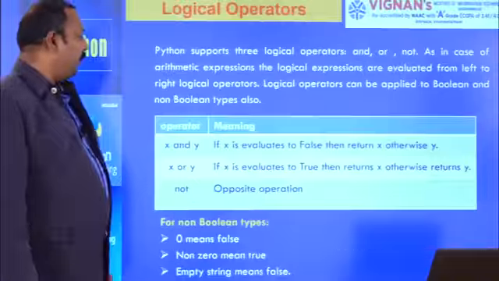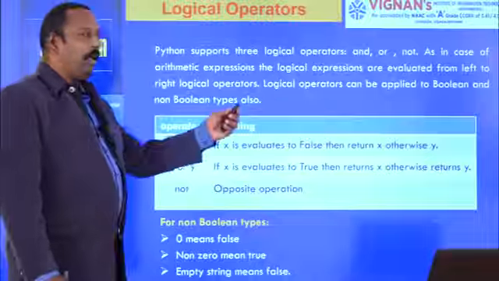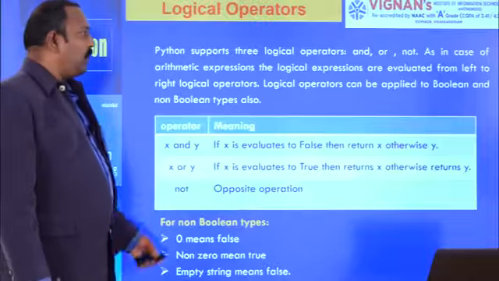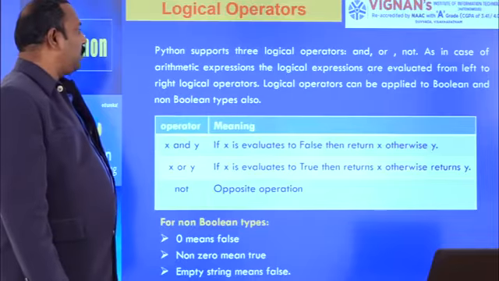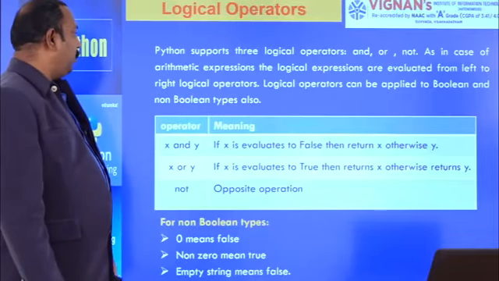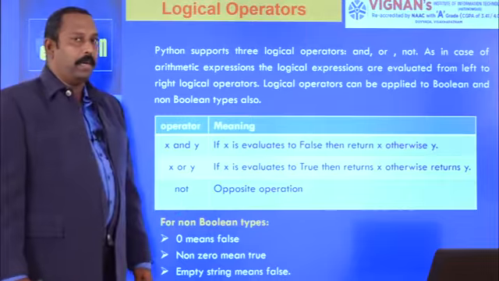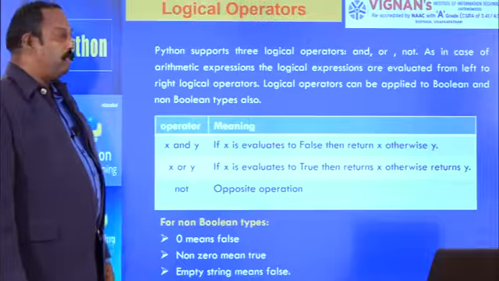Next one is logical operators in Python. There are three logical operators available in Python: one is AND, another one is OR, and the next one is NOT. These are the three logical operators we are using in Python. Here you see how it is going to be evaluated by the Python interpreter. Suppose I have written X and Y. Listen carefully.